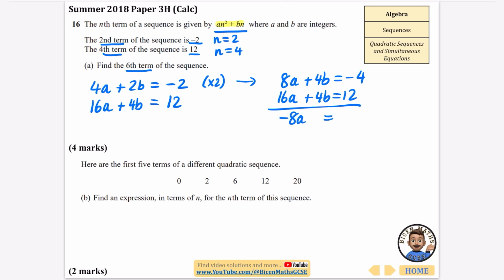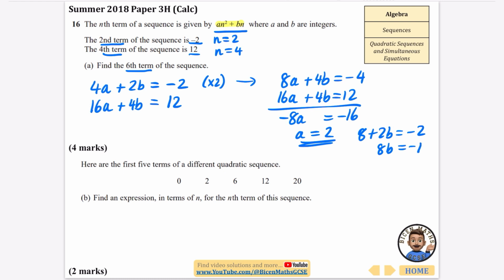And -4 take away 12 is -16. So I'm going to divide -16 by -8, and that gives me that a is 2. And then I just need to use one of these equations to figure out what b is. So if a is equal to 2, we would have 4 times a, 4 times 2, that's 8. 8 plus 2b is -2. I'm going to subtract the 8, so I get -2 minus 8, and -2 minus 8 is -10.